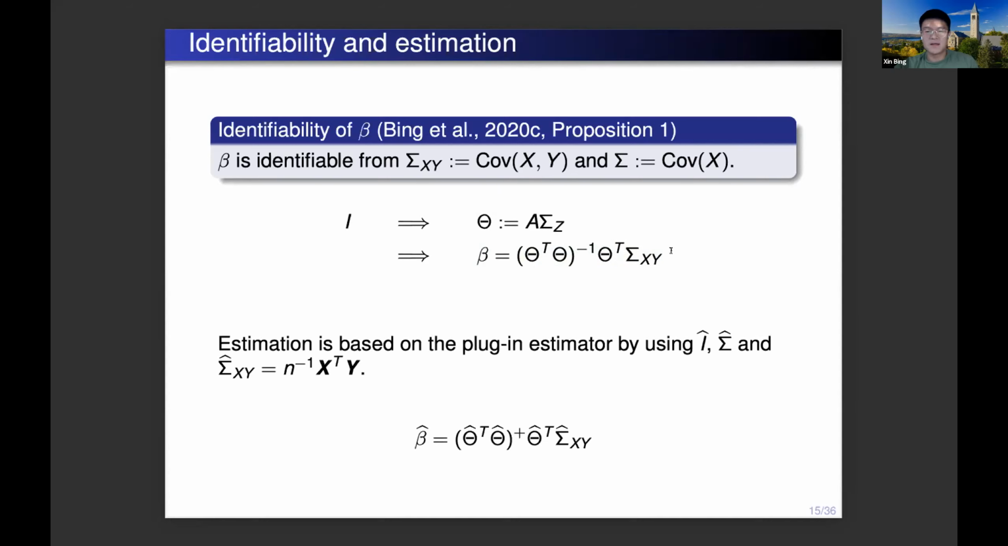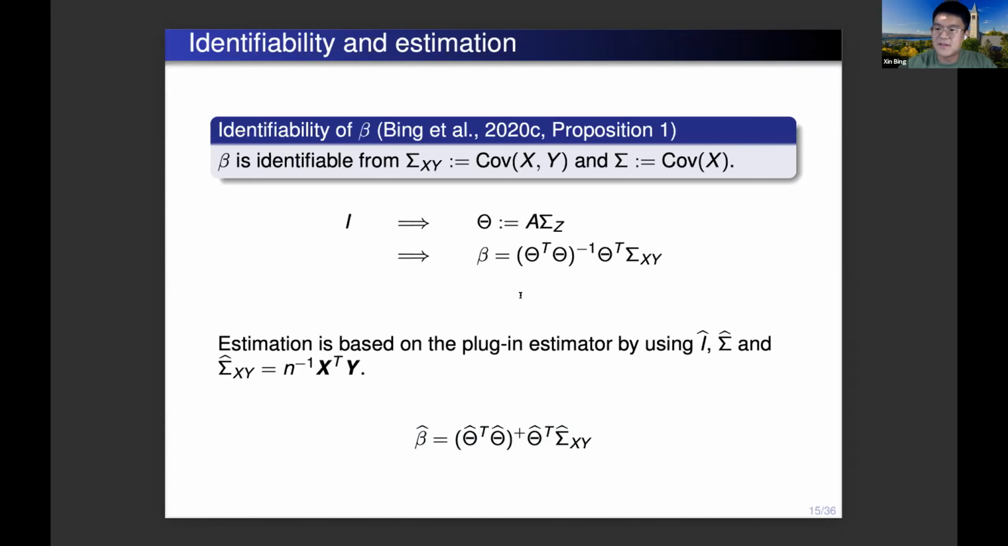And motivated by this key observation, we arrive at a very natural estimation procedure, which is to use the plugin estimator by replacing I by I hat, Theta constructed from Sigma by Sigma hat, and also replacing the covariance between X and Y by their sample counterpart. So this leads to the final estimator of beta, which is a very simple estimator. And this plus means the pseudo inverse, whenever Sigma hat transpose Sigma hat is not invertible.